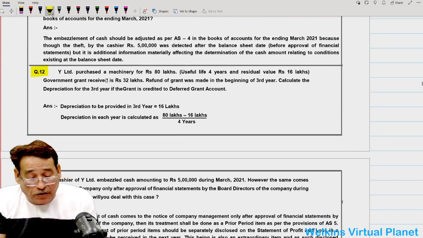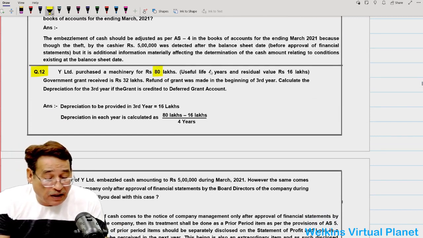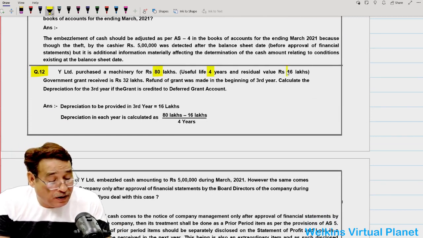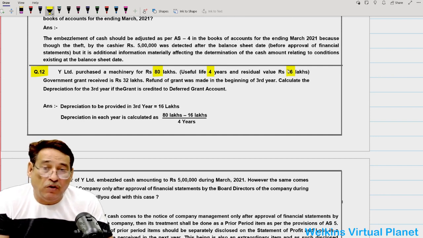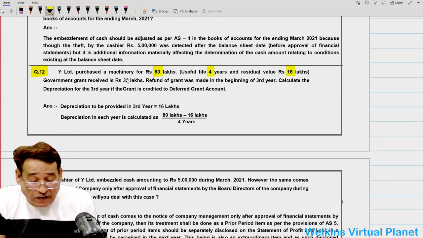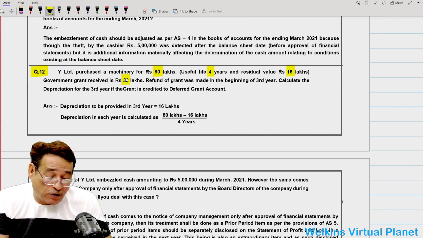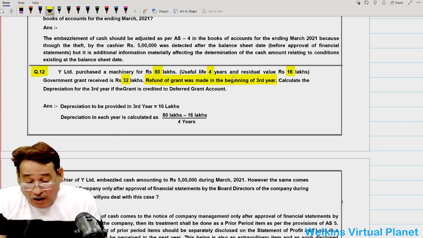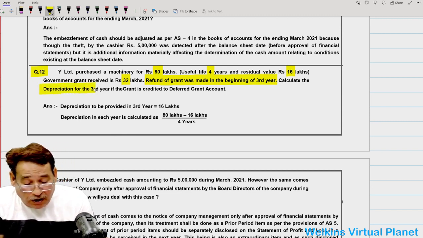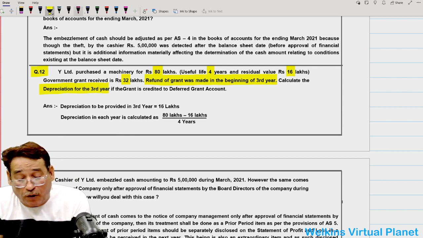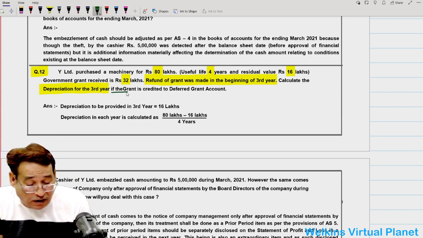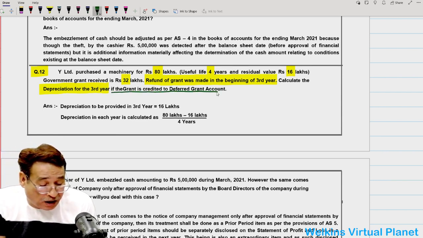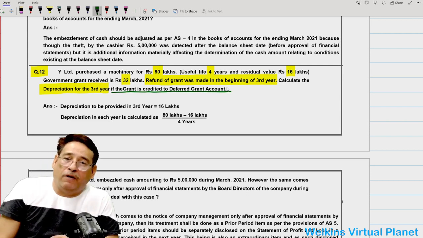12. Why Limited purchased a machinery for 80 lakhs, its useful life is 4 years and its residual value is 16 lakhs, and it received a government grant of 32 lakhs. Further, the question says that refund of the grant was made in the beginning of the third year. Calculate the depreciation for the third year, but the important point which you need to pay attention to is that the grant is credited to deferred grant account.